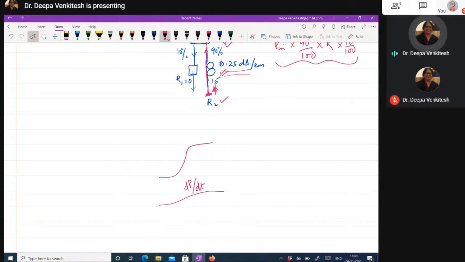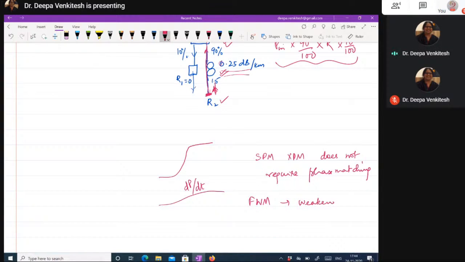So SPM and XPM do not require phase matching, so that effect is the same for 1310 and 1550. Four-wave mixing is weakened in the presence of dispersion. That is true, so it is better to operate at 1550 nanometer in that context.